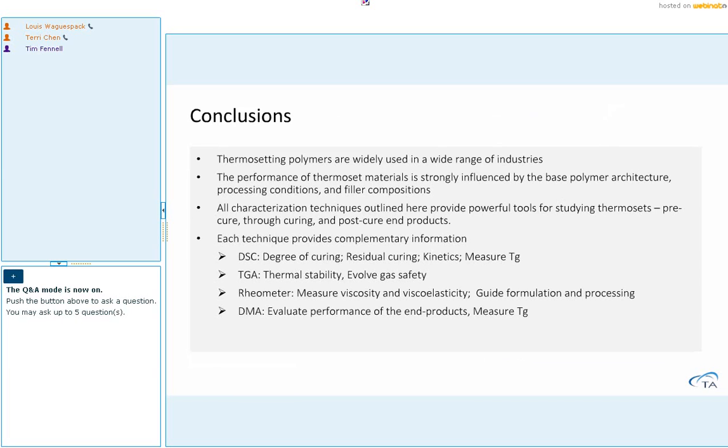Here's the conclusion of today's talk. Thermosets are widely used in a wide range of industries such as automotive or aerospace. The performance of thermoset material is strongly influenced by the base polymer architecture, processing conditions, and also filler composition. All characterization techniques that we outlined today provide useful tools for studying thermoset materials from different perspectives. Each technique provides complementary information for people to obtain a better understanding of thermosetting materials.